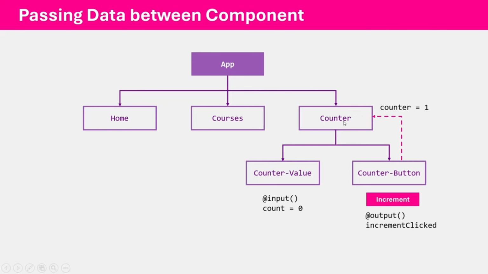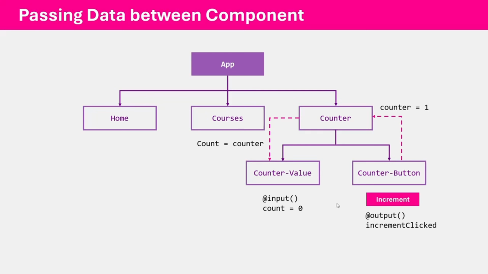And now this counter component is going to pass the new value of this counter property to the counter value component using property binding. Since count is an input property, in the parent component, we can do property binding for this count property. And to that, we can assign any value which we want. Here, we are assigning the current value of the counter property to this count property of the counter value component. Because of this, whenever the value of the counter in the parent component changes, that value is assigned to this count property in the child component.